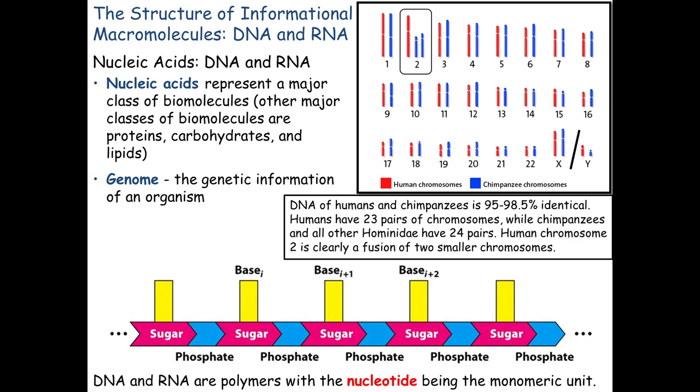Here it's put together a little differently. This is much more like the polymer you made in lab when you were making nylon, where we're going to put a couple pieces together. We're going to put a sugar that has a base attached. That's the pinkish looking thing with a yellow base attached to it.